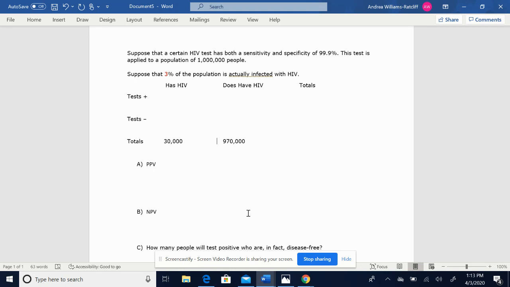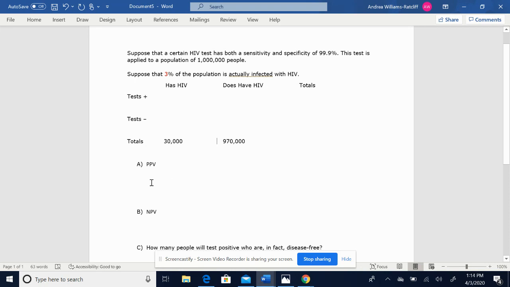So if we look back at sensitivity and its definition, okay, it is the percentage of the positives that this test is going to find, its ability to find positives. So let's look at this. We know it's going to get 99.9%, and that's almost 100%. It's almost all of them. It's going to find almost all of these 30,000 people.